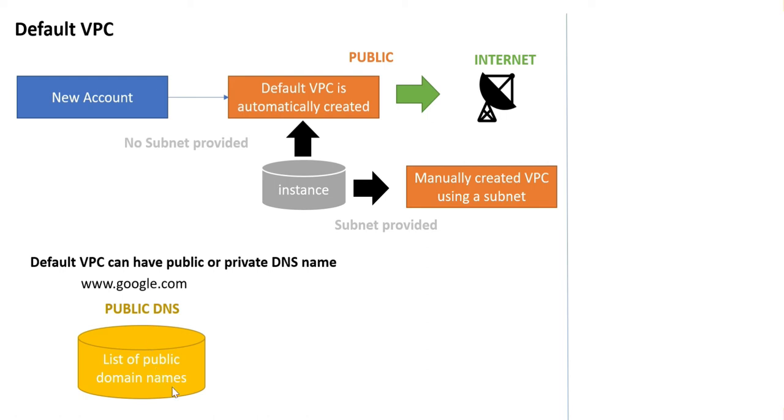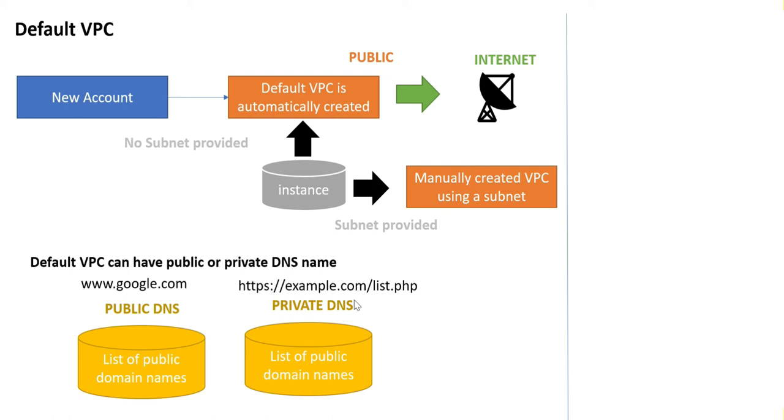But if you have your own company and within the company you have your own websites, or in your intranet, that is your private DNS and that is maintained within your company. For example, you can have something like example.com/list.php that is for your internal purposes. So the message here is that inside the default VPC you can have public DNS or private DNS, any of these.